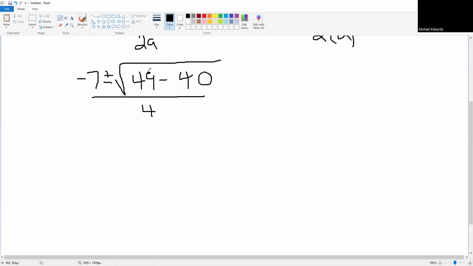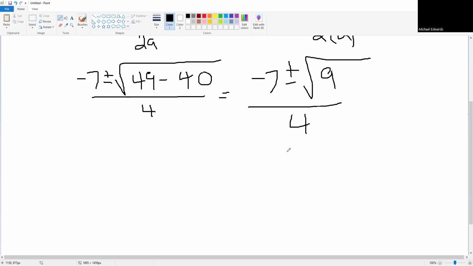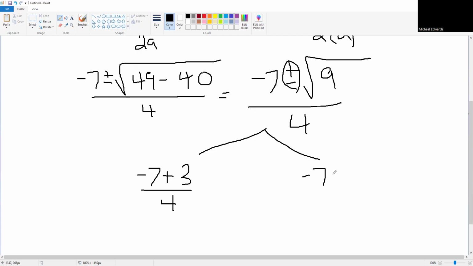Solving further, 49 minus 40 is, well, -9, right? No, it's actually just 9. So this will turn into -7 plus or minus the square root of 9 over 4. Okay, so we know what the square root of 9 is. It's just 3. So we need to go ahead and write this as broken out because of this plus minus. We write it as -7 plus 3, because that's the square root of 9, over 4. And we write it as -7 minus 3 over 4.